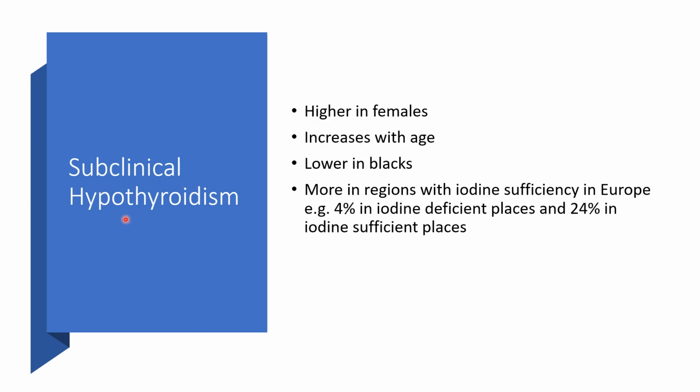Okay, subclinical hypothyroidism phenomenon is higher in females, and it will increase as the age increases. It's lower in blacks, but more in regions without insufficiency like Europe, with 4% in iodine deficient places and 24% in iodine sufficient places. I think the reason is that the iodine sufficiency has helped the thyroid gland from going down the hill to full-blown hypothyroidism.